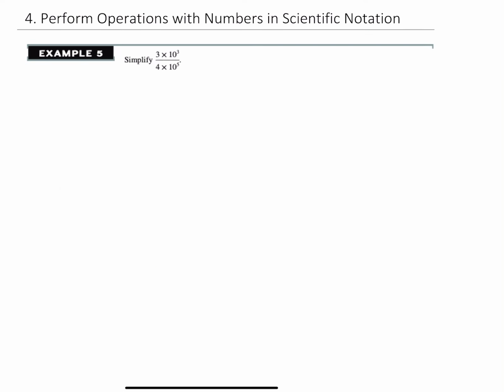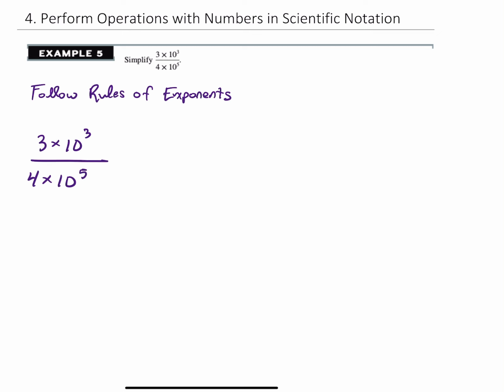Okay, so we can perform operations with numbers in scientific notation, and that actually makes the math a bit easier if we're working with really small or large numbers. So what we generally need to do is follow the rules of exponents, which we covered in some of our previous sections. So in this example, we have 3 times 10 to the third power divided by 4 times 10 to the fifth power.